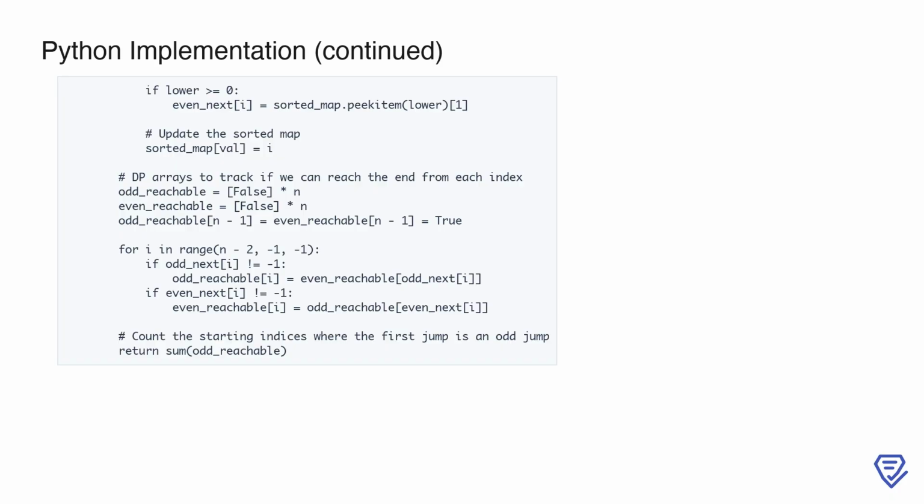Finally, we count and return the number of indices where the first jump is an odd jump, which corresponds to the sum of true values in the odd_reachable array.